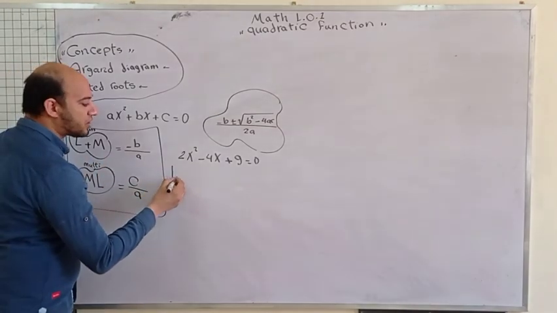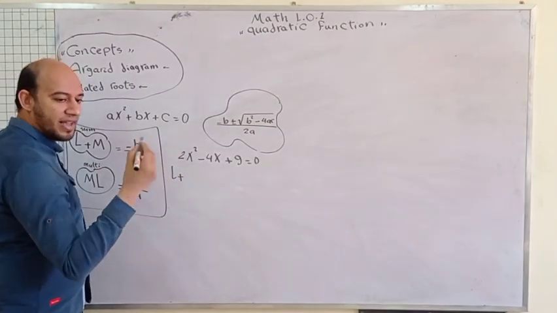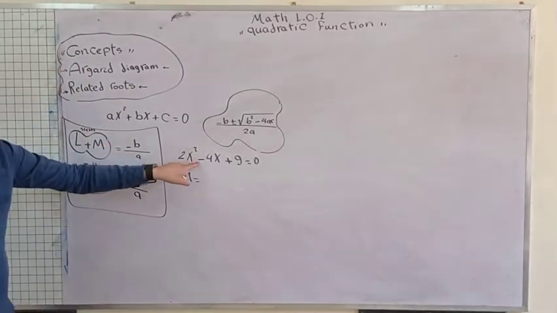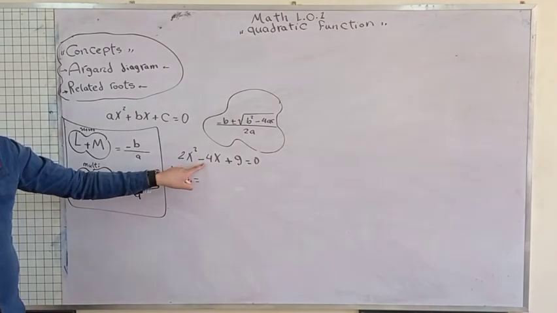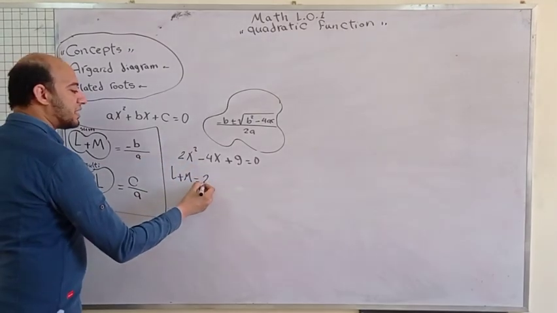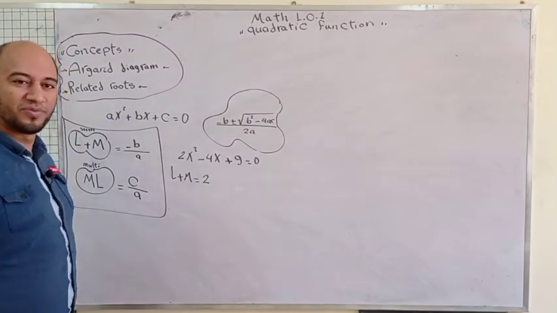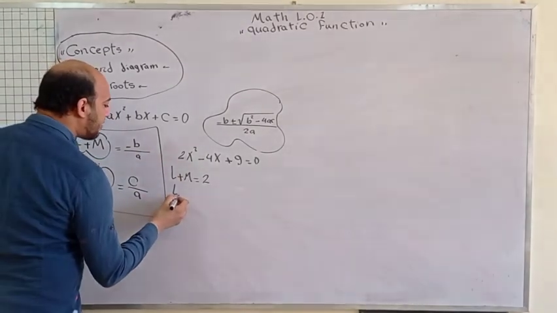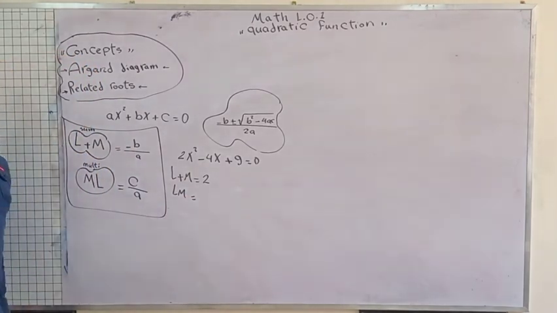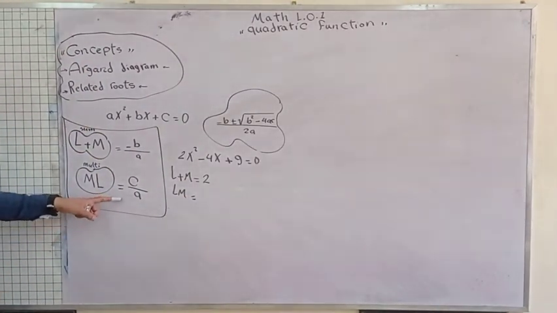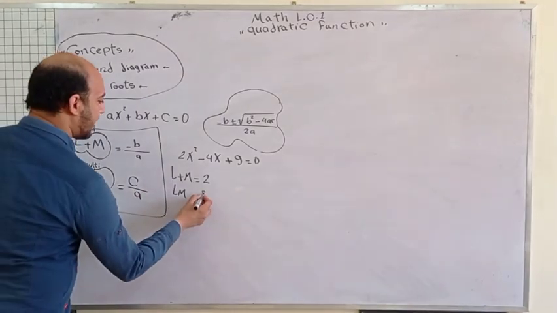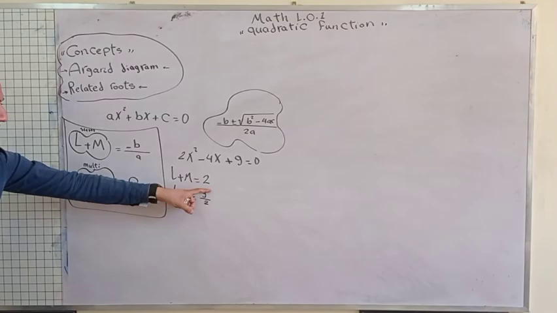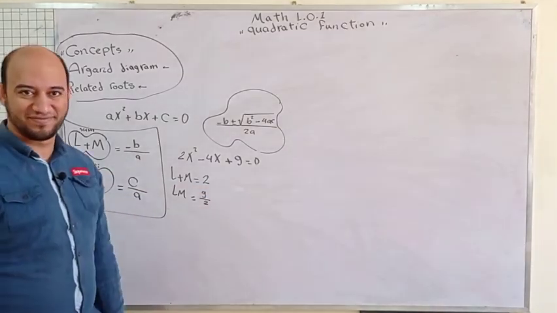The sum of two roots, I will suppose the roots are L and M, then L plus M will be equal to minus B over A. Then minus negative 4 over 2 equals 2. The sum of them will be 2, without knowing them. The multiplication, L times M, will be C over A, which equals 9 over 2. This is the sum and this is the multiplication.